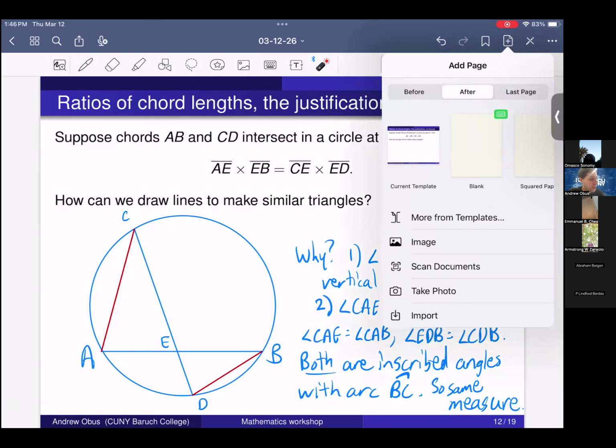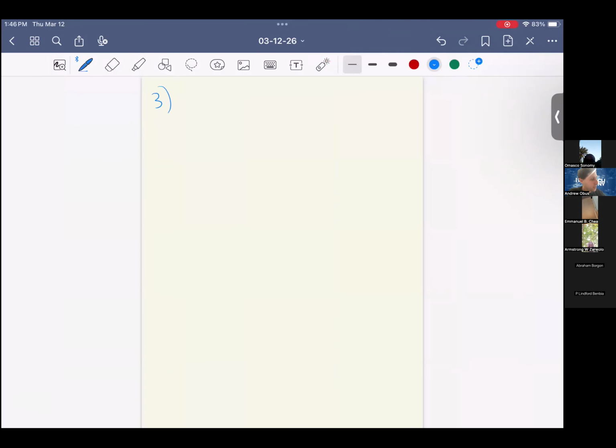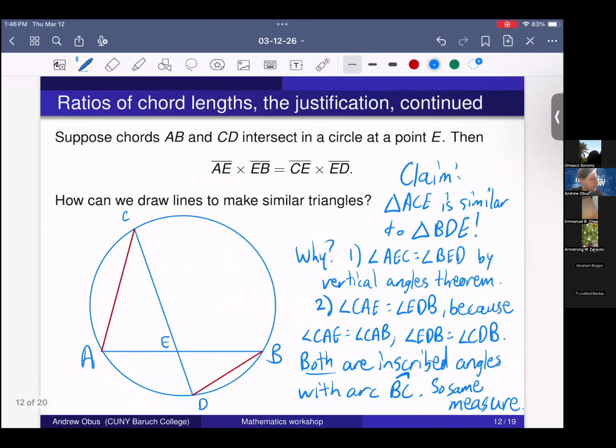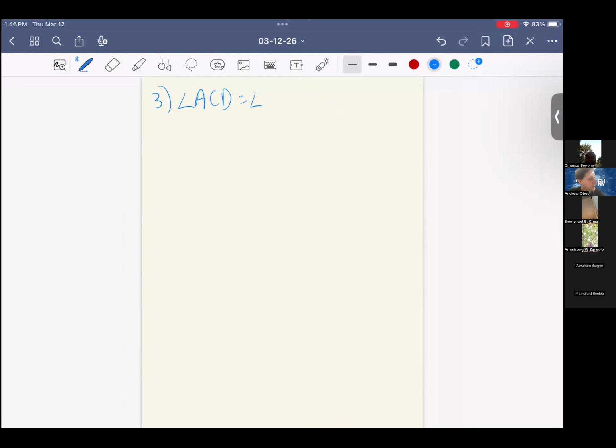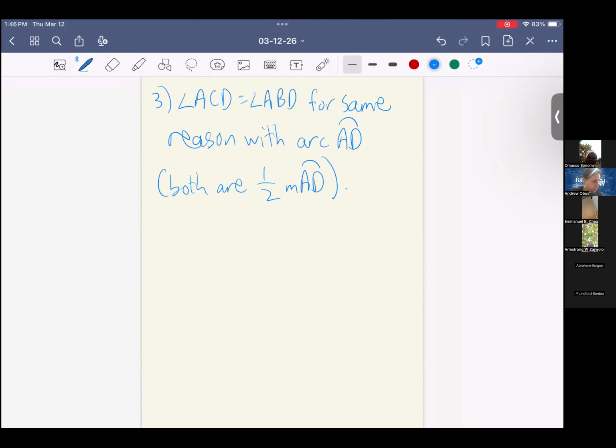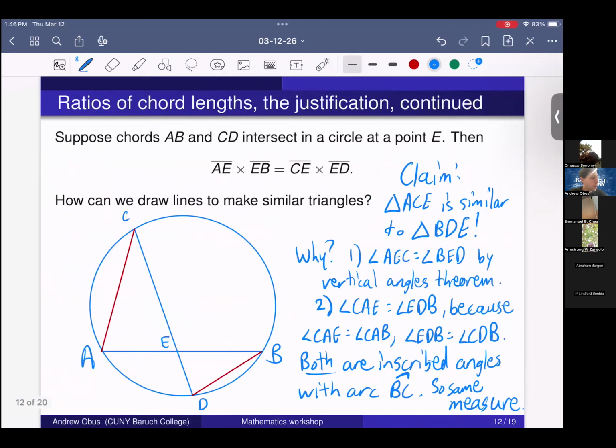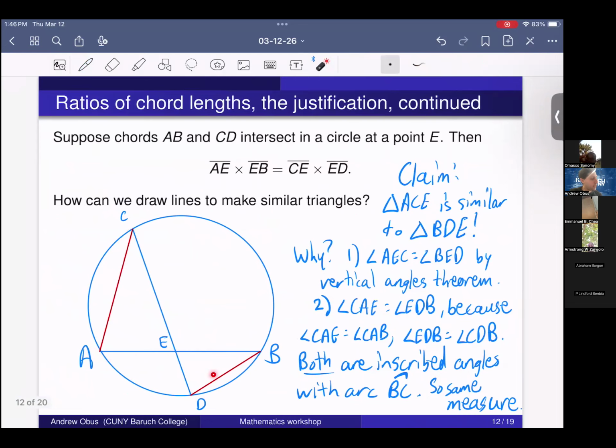So I'll add an extra page just to write this. So for the third angle, just need to remember, ACD equals angle ABD for the same reason, with arc AD. So both are 1/2 times the measure of arc AD. Okay, so both of these angles here, CAB and CDB, are 1/2 the measure of arc BC, and then these ones here, ACD and ABD, are 1/2 the measure of arc AD. So we've shown that all three angles are equal.